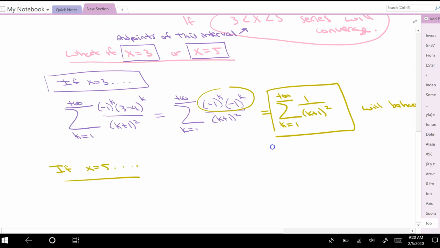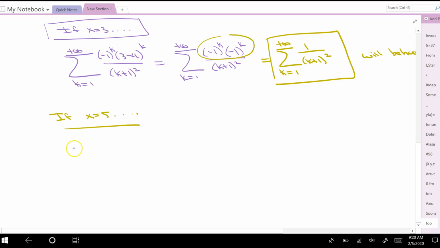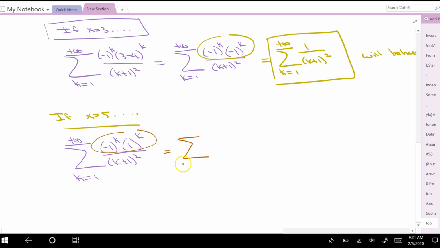Let's take a look. If x equals 5, let's plug it all in. My new series becomes the summation from k equals 1 to positive infinity of -1 to the k times 1 to the k all over k plus 1 squared. Okay, let's clean it up. Thomas, what does this equal up top? Thomas was on the ball with the -1 to the k today. What does it equal up top, everyone? Yes, it's just -1 to the k, because 1 to the k right here always equals 1, right? All over k plus 1 squared.